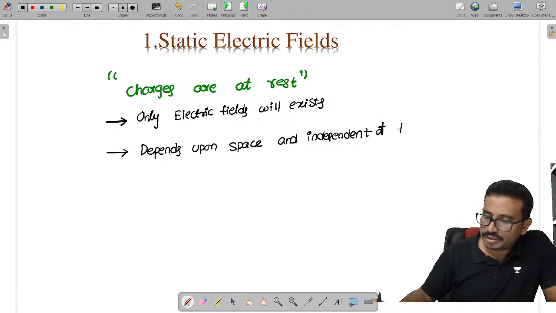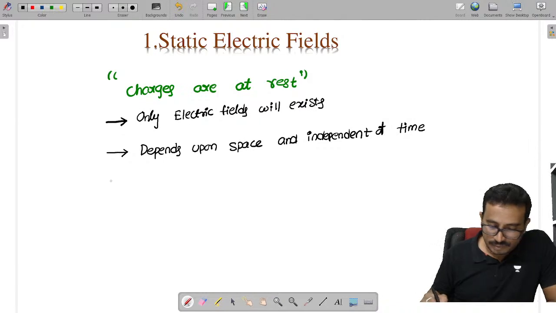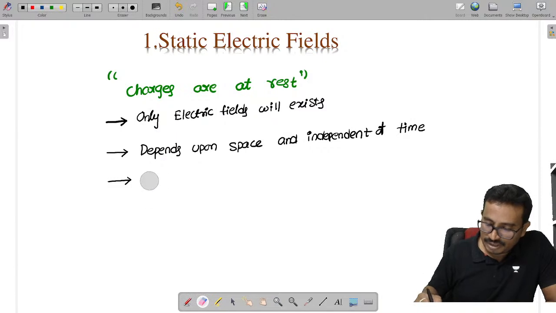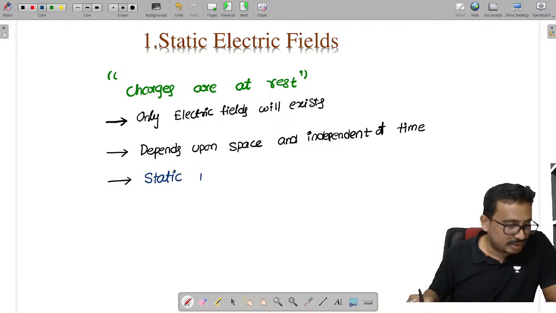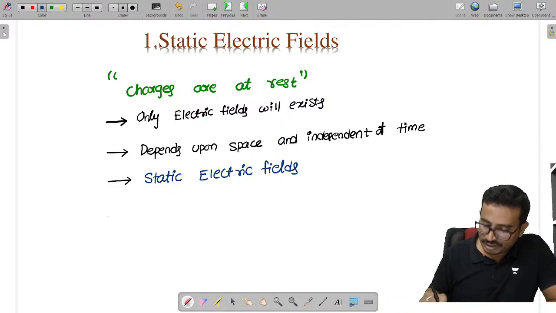All of you speak up, if you have any doubt, discuss with me. Independent of time. Since these fields depend upon space and are independent of time, that's why they are called static fields. So what are we naming these? Static electric fields.